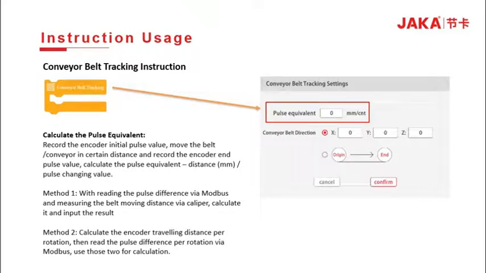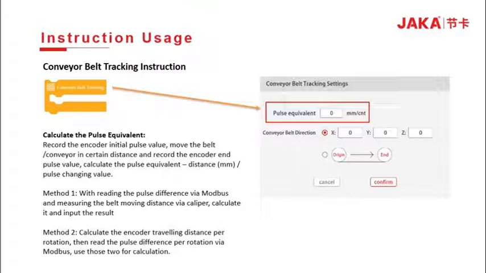Select and click the Conveyor Belt Tracking instruction. We could set up the pulse equivalent and conveyor belt direction in the pop-up window. Regarding the pulse equivalent, we need to read the encoder pulse start value and then the end value. Then calculate it with the distance the conveyor advanced. The pulse equivalent equals the pulse difference divided by the distance.